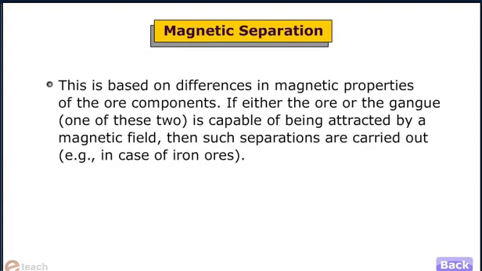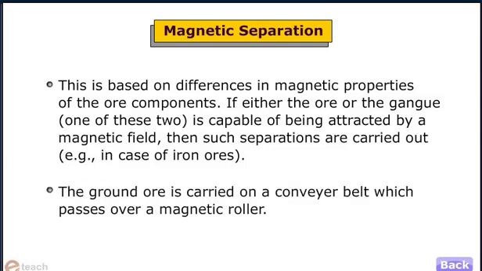Let us study magnetic separation. This is based on differences in magnetic properties of the ore components. If either the ore or the gangue, one of these two, is capable of being attracted by a magnetic field, then such separations are carried out. Example, in case of iron ores.